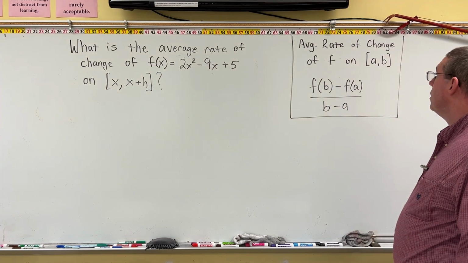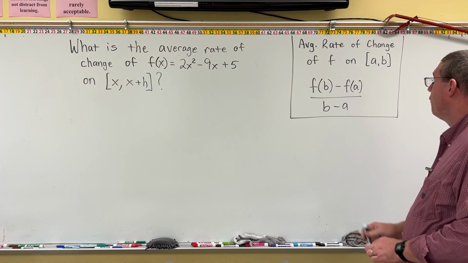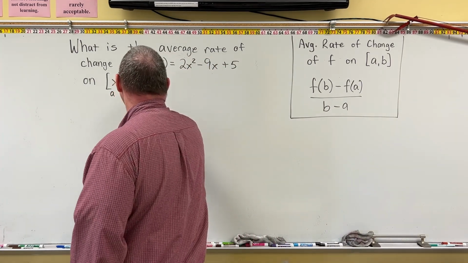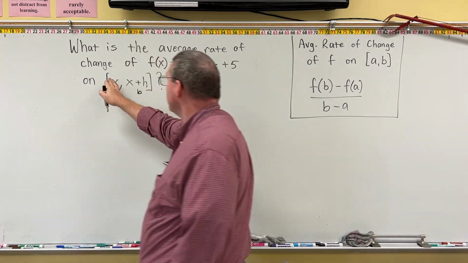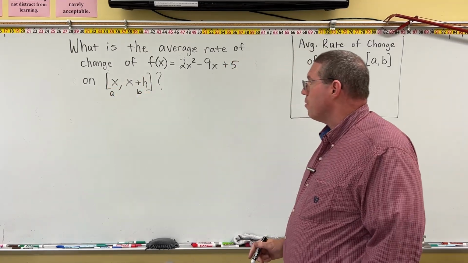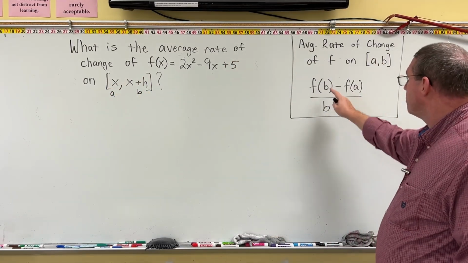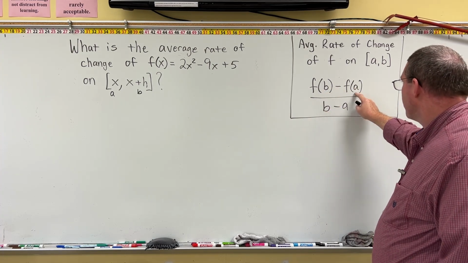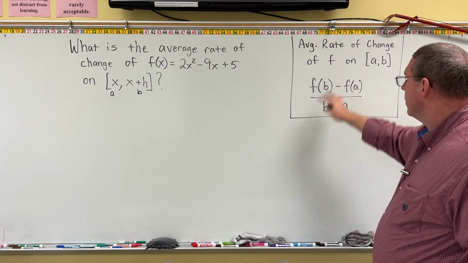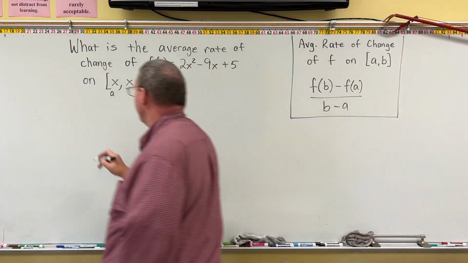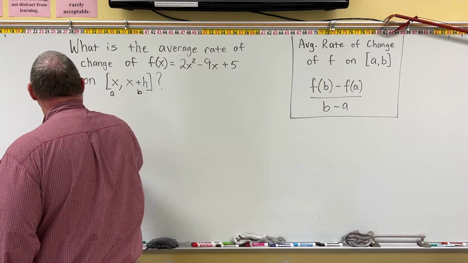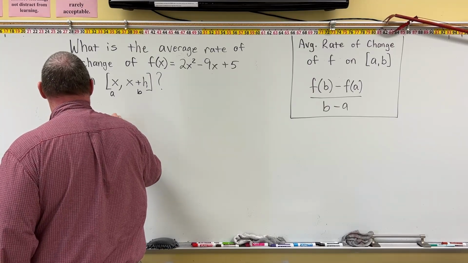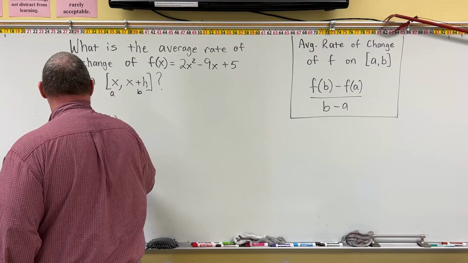here into the average rate of change formula, where this x is a and this x plus h, that's b. So if you just think of this x as a and x plus h as b, then we can just put x plus h here, x plus h here, x here, and x here. And then we can sort of plug in the function. So watch what we're going to do here. So using the formula, f of b minus f of a over b minus a.